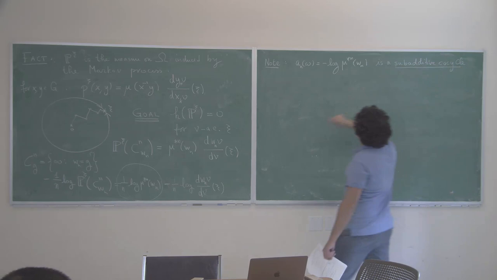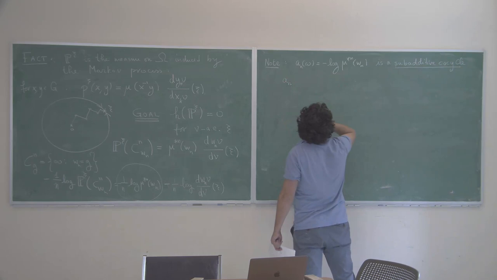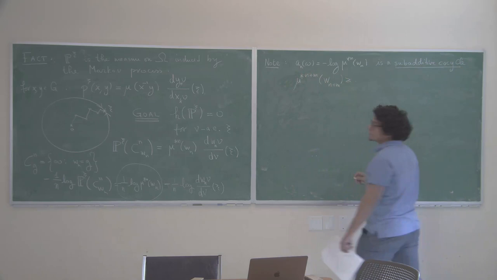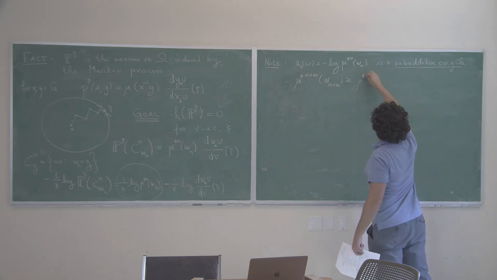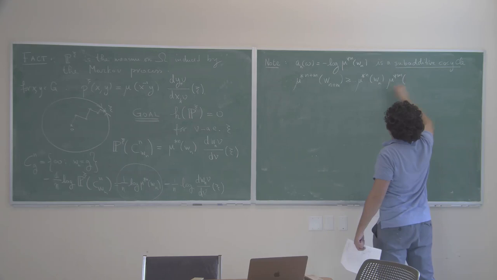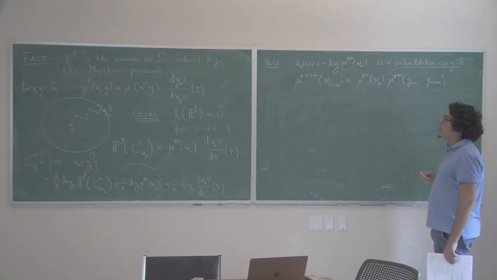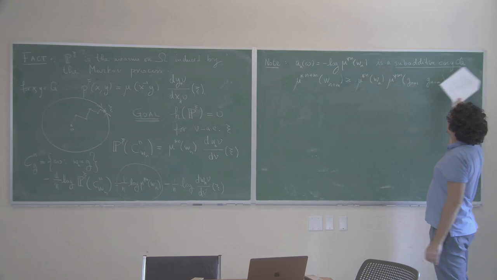Right, because A n, right? So yeah, we want that mu star n plus m of W n plus m bigger than mu star n W m times mu star m of the rest of the pair, the n plus one. And so if you take log of that, you get that this is a symbolically closed cycle.